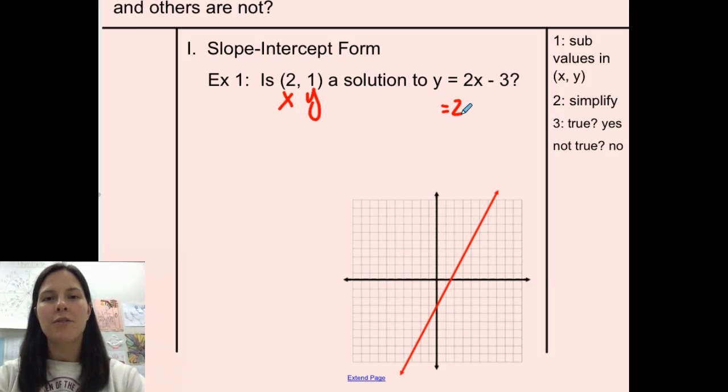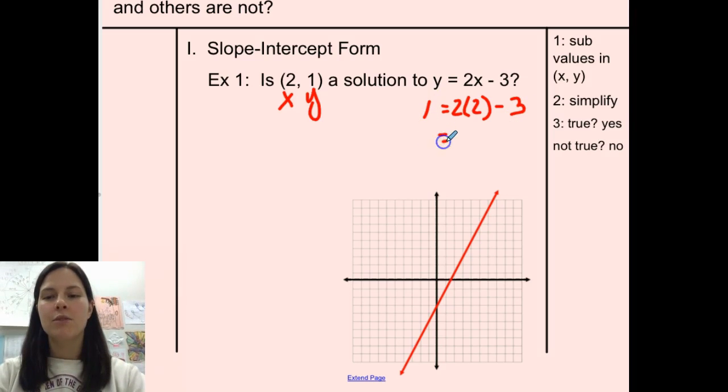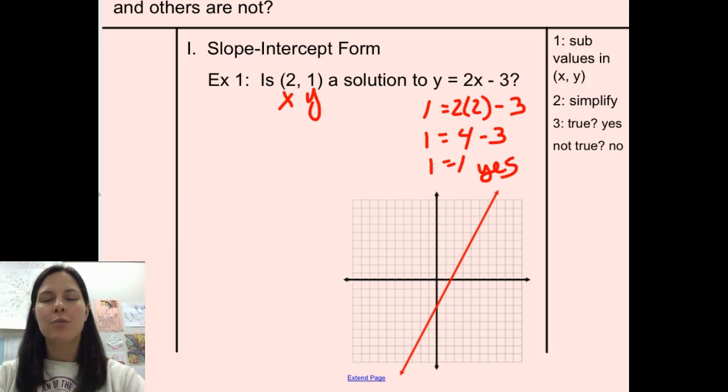Remember, when a number and a variable are stuck together, it means multiply, so we're going to do 2 times 2, and we're going to see if that equals 1. 2 times 2 is 4. 4 minus 3 is 1. So yes, 2, 1 is a solution to the equation y equals 2x minus 3.